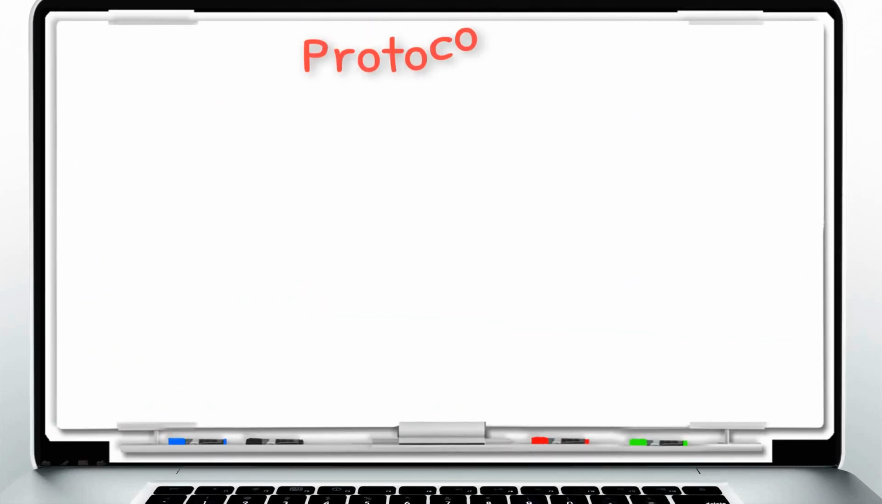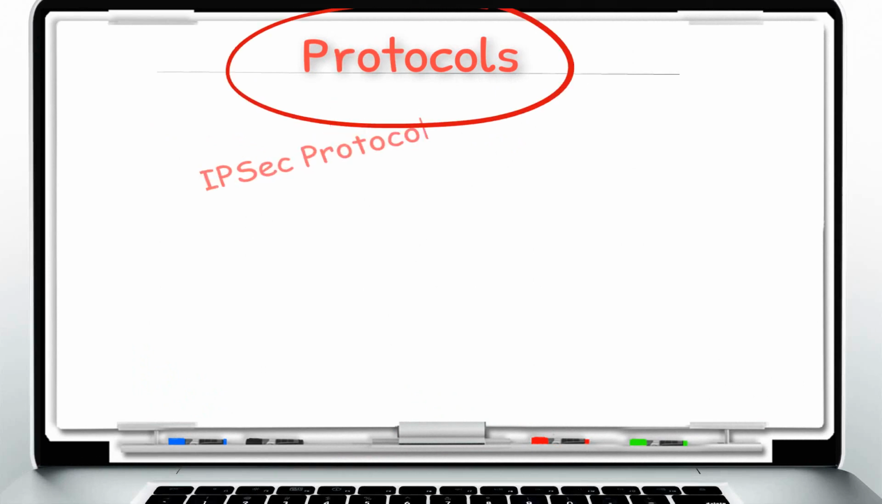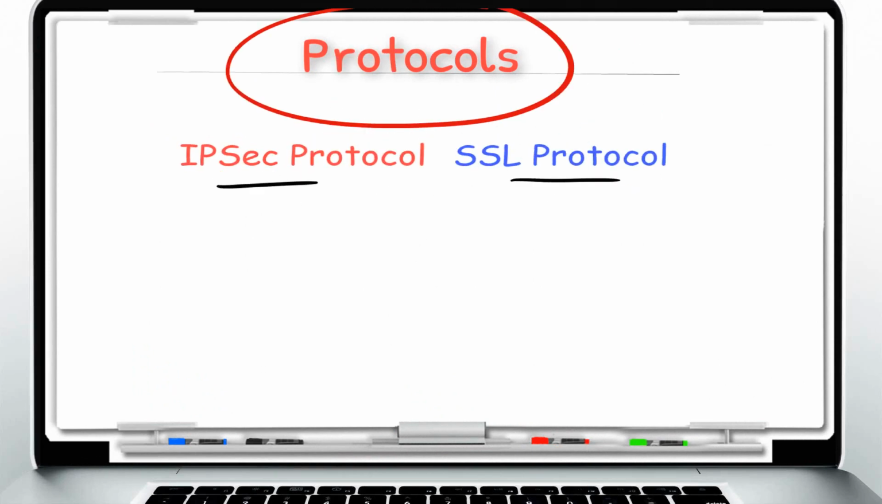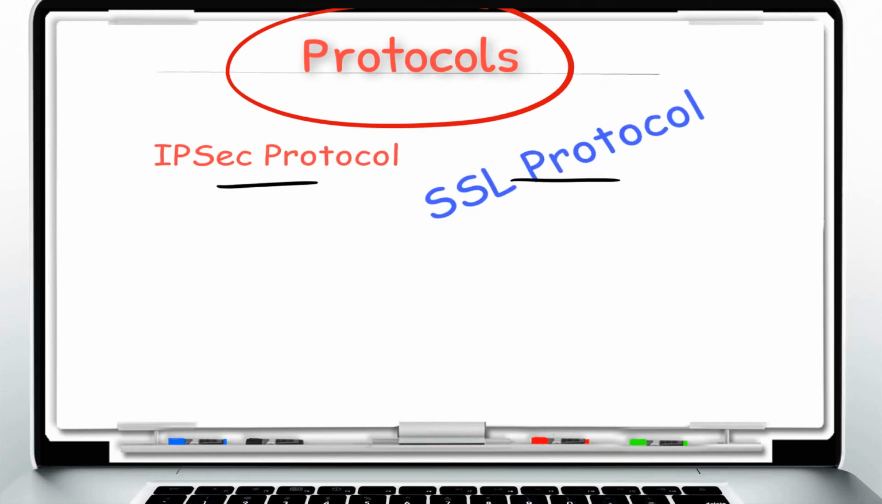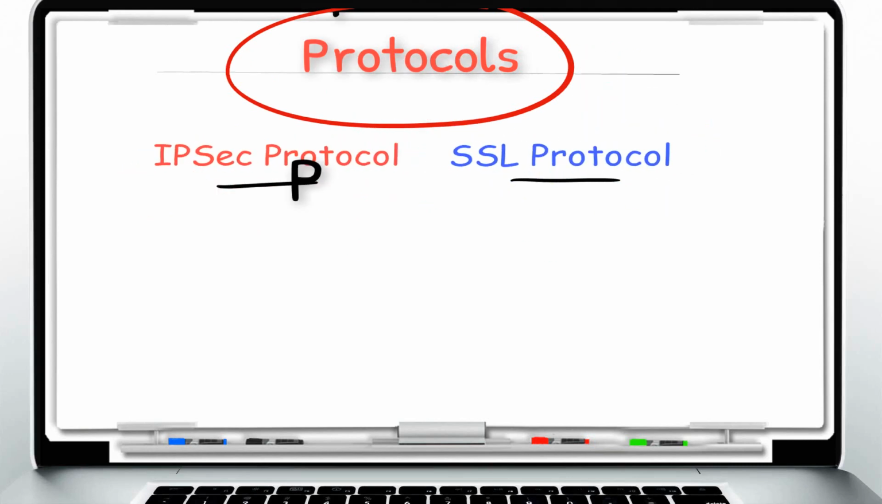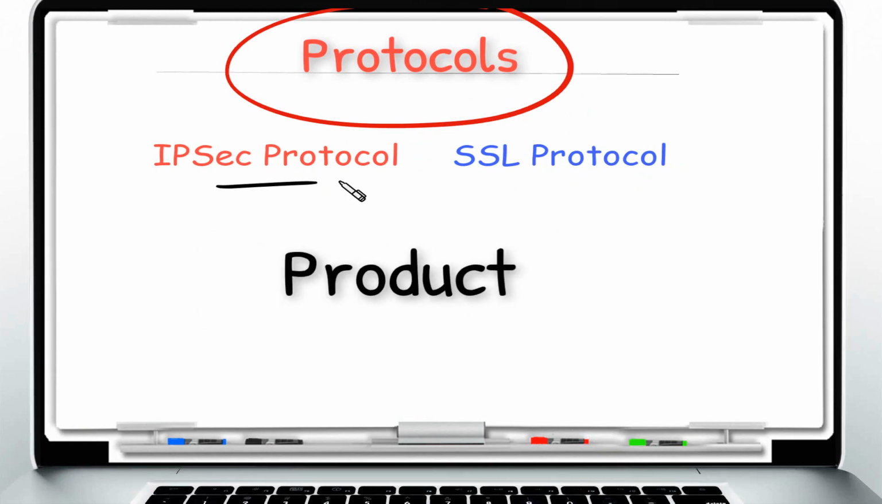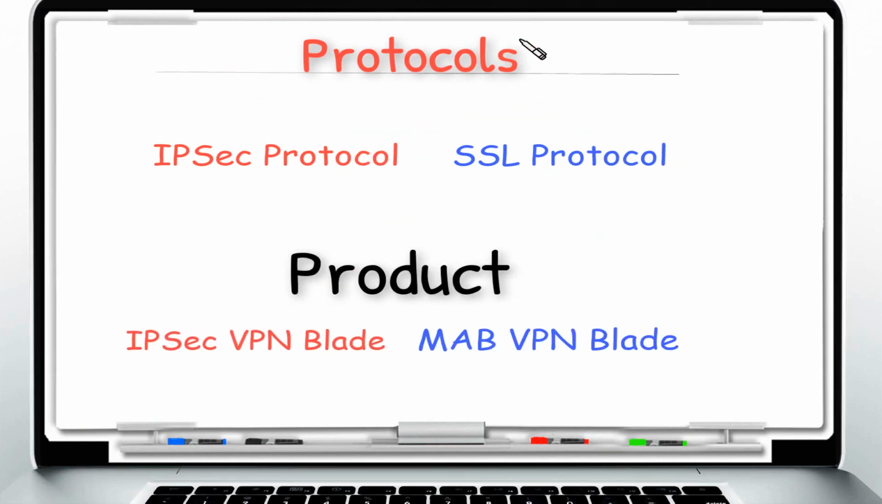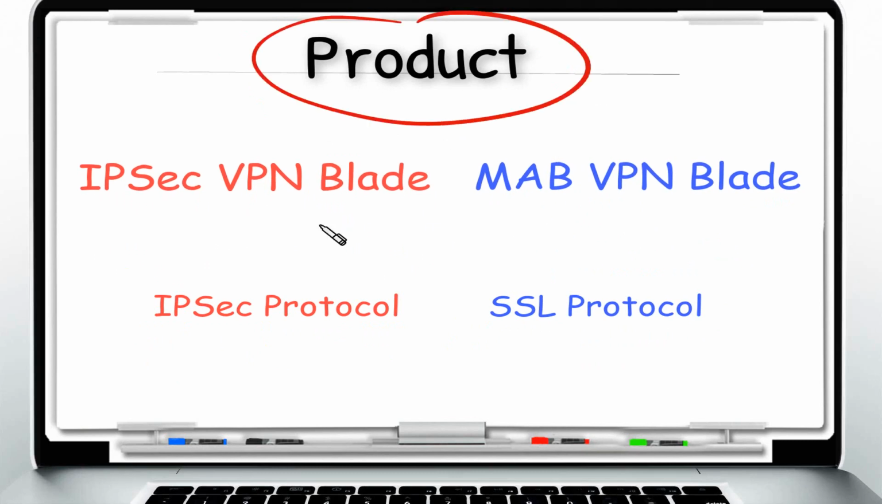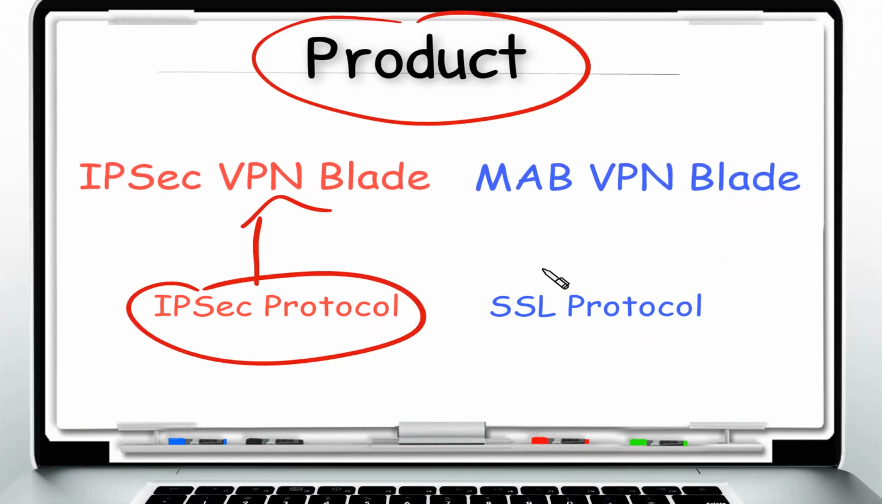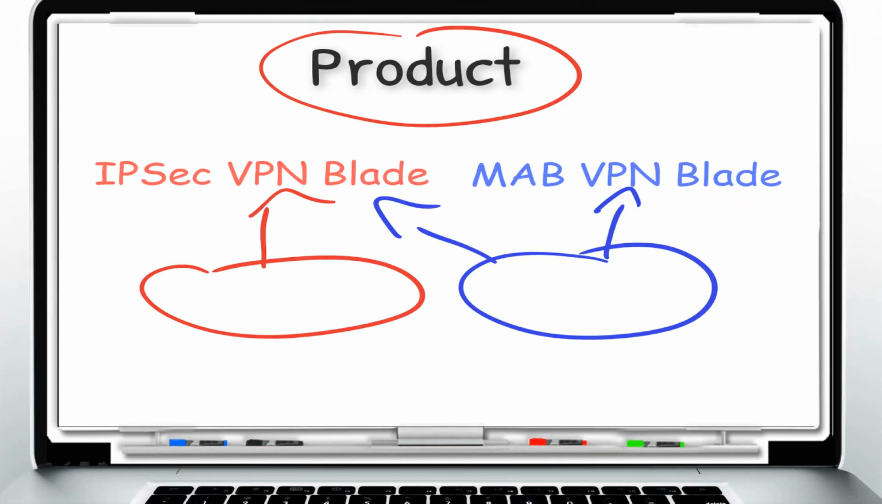So then the real question is, what protocols do you want to use? And this comes to the heart of this video, which is what is the difference between IPsec protocols and SSL protocols? What are some of the advantages of using IPsec? What are the advantages of using SSL? Which boils down to, what product do you want to purchase? Do you want to purchase IPsec VPN or do you want to purchase the SSL Mobile Access blade?